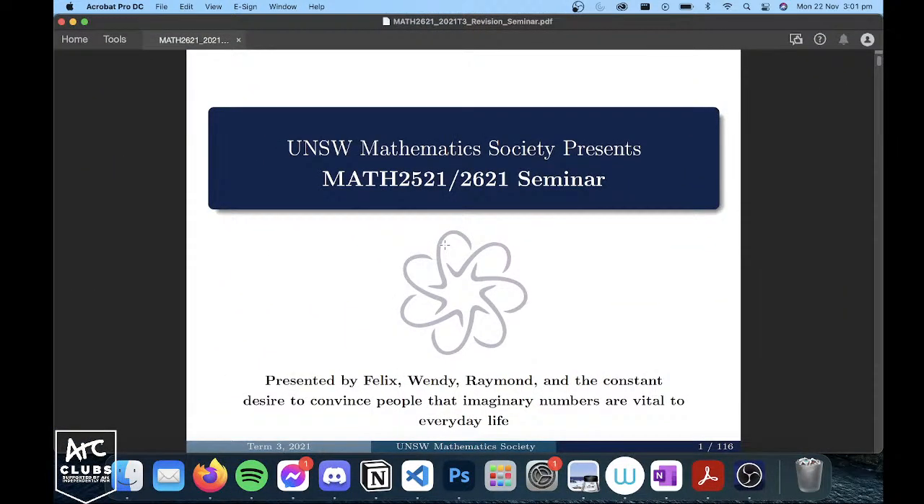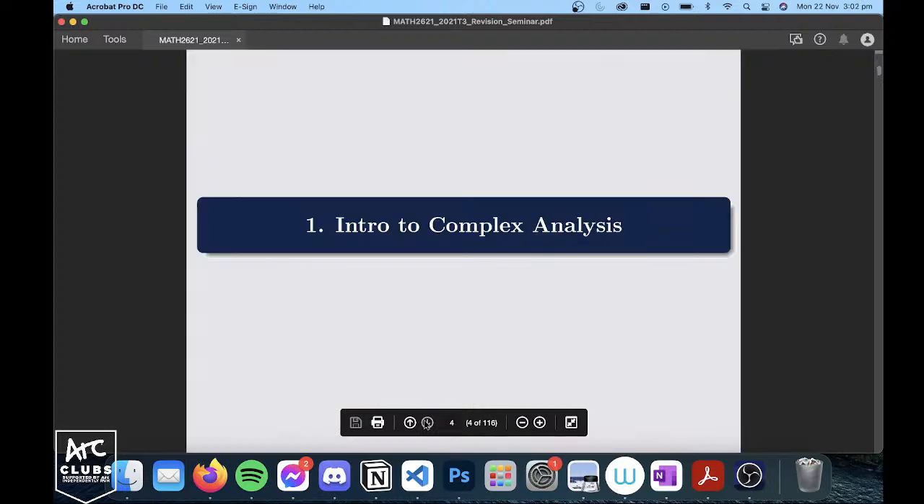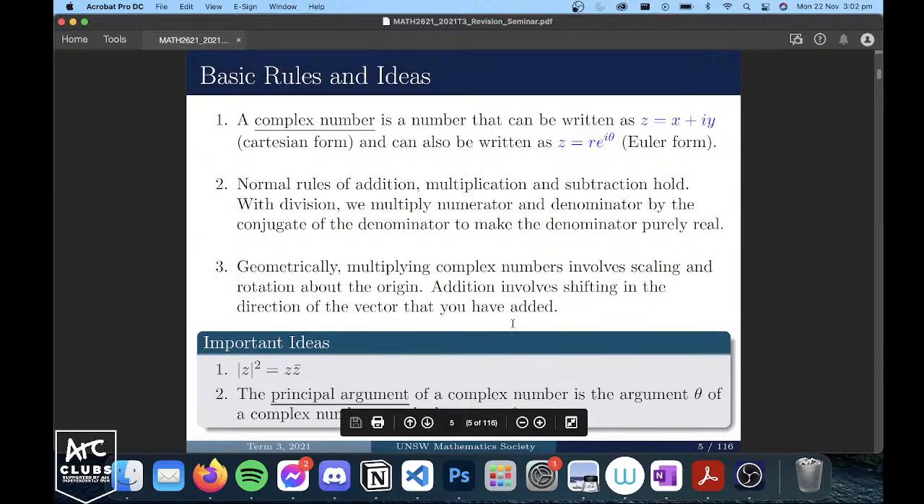So yeah, today we'll be just talking about Math2521 and 2621 complex analysis, and hopefully this revision provides a bit more support for those doing this course this term. So we'll just go over some basic concepts at the very beginning. So yeah, this is the table of contents. So intro to complex analysis. We'll start off with some basic knowledge, right?